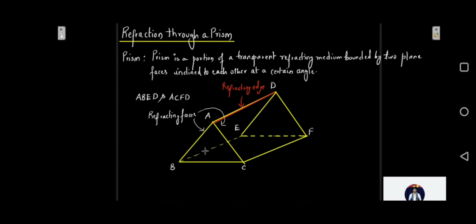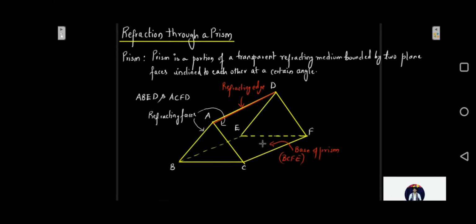The third face, that is BCFE, the down face of the prism, which is opposite to the refracting edge. The face which is opposite to the refracting edge is called the base of the prism. So this becomes the base of the prism.